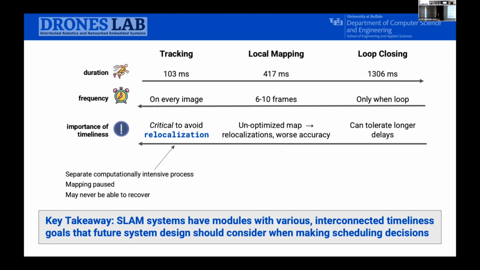And then lastly, the loop closing task has a far longer duration, but also runs far less frequently, and is also more unpredictable in when it runs. It only occurs when there is a loop. But likewise, it also has the most tolerance for longer delays. So the key takeaway here is that SLAM systems have interconnected modules with various interconnected timeliness goals, and future system design should consider that when making scheduling decisions.